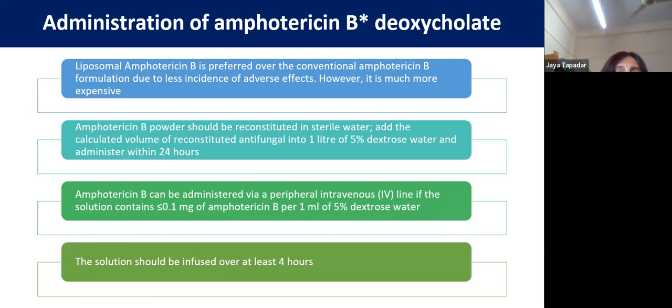So the conventional amphotericin B deoxycholate, you have to reconstitute in sterile water, and you have to add it in 5% dextrose. You cannot add it in normal saline. Please remember that.